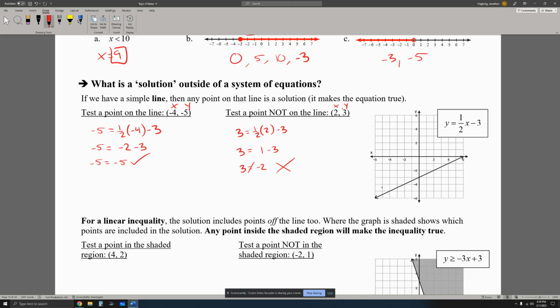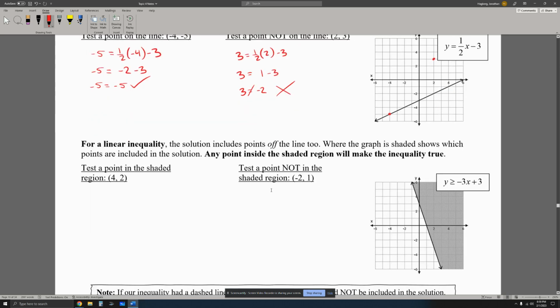These are not equal. Okay, so we just considered the points -4, -5, and 2, 3 would be up here. Okay, so a point on the line and a point off the line. So therefore, a solution to a linear equation is any point on the line, and points off the line are not solutions to the linear equation.